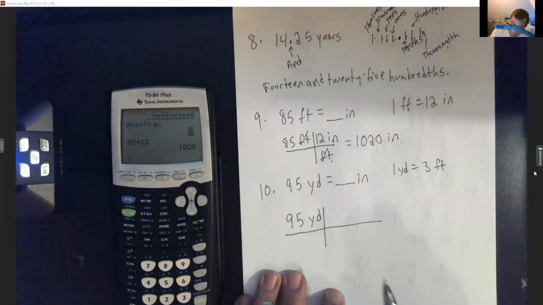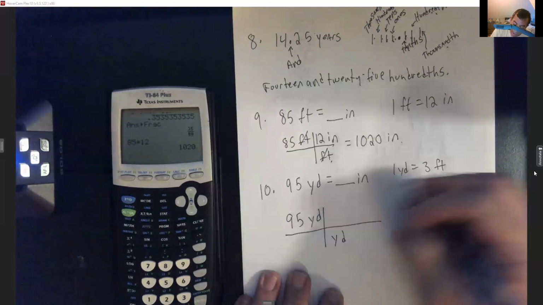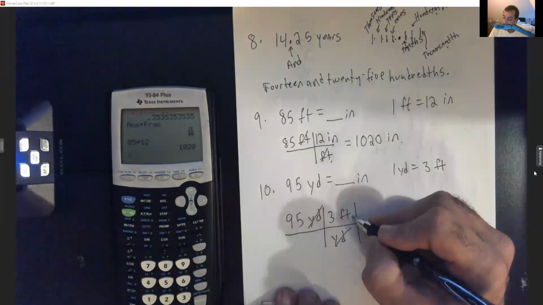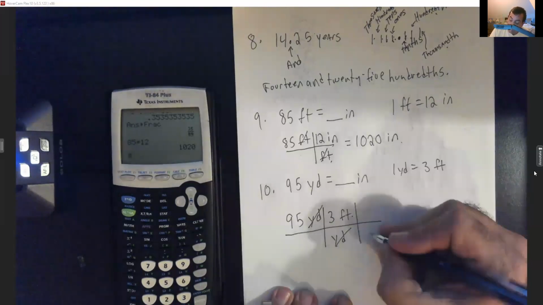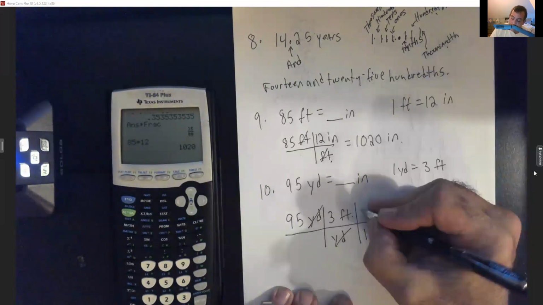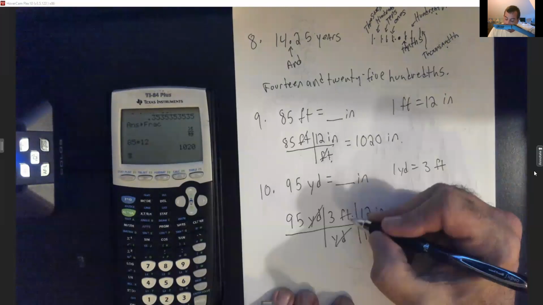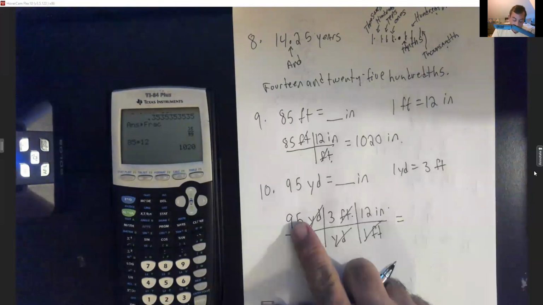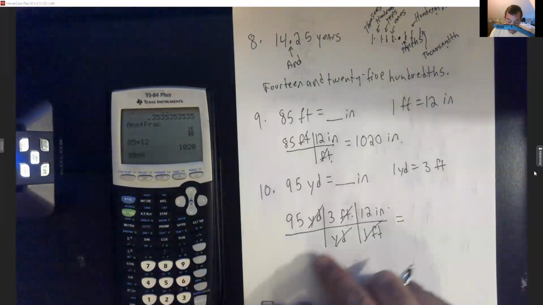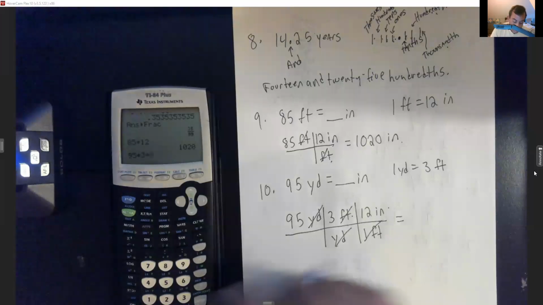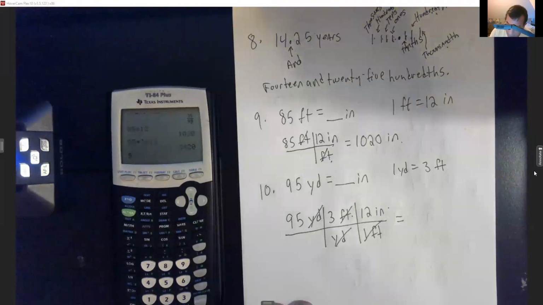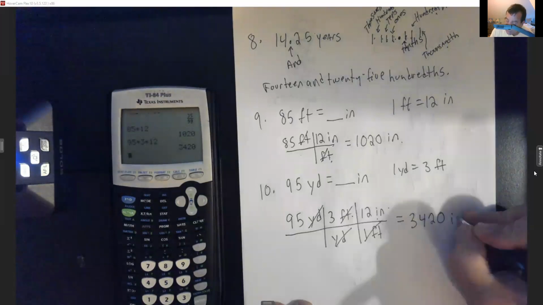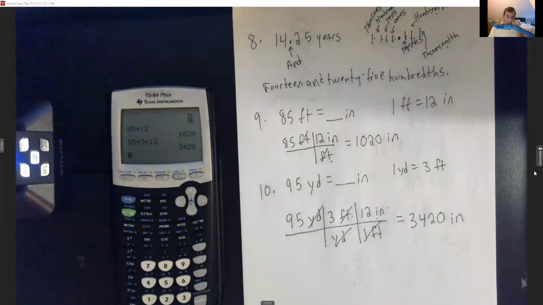So watch this. For every 1 yard, there's 3 feet. Now my yards cancel and I'm left with my feet. Now I can use this one up here that said for every 1 feet, there's 12 inches. Now my feet cancel and look what I'm left with, inches. So now we got to multiply 95 times 3 times 12. When you multiply all that, you get 3,420. What units are left is my inches, just like they wanted.